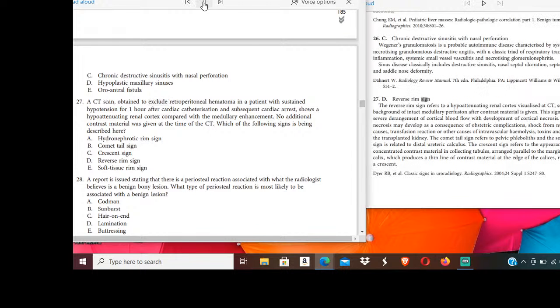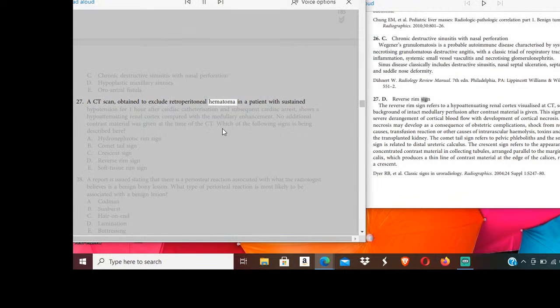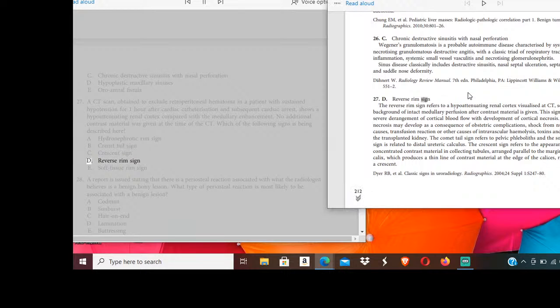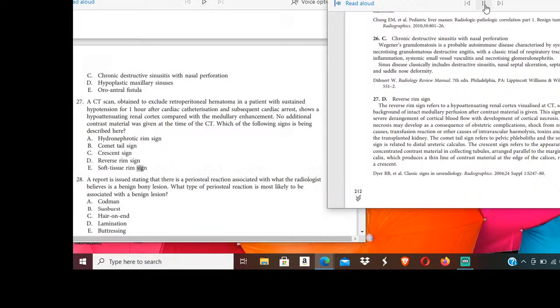27. D. Reverse rim. A CT scan, obtained to exclude retroperitoneal hematoma in a patient with sustained hypotension for 1 hour after cardiac catheterization and subsequent cardiac arrest, shows a hypoattenuating renal cortex compared with the medullary enhancement. No additional contrast material was given at the time of the CT. Which of the following signs is being described here? A. Hydronephrotic rim sign. B. Comet tail sign. C. Crescent sign. D. Reverse rim sign. E. Soft tissue rim sign.